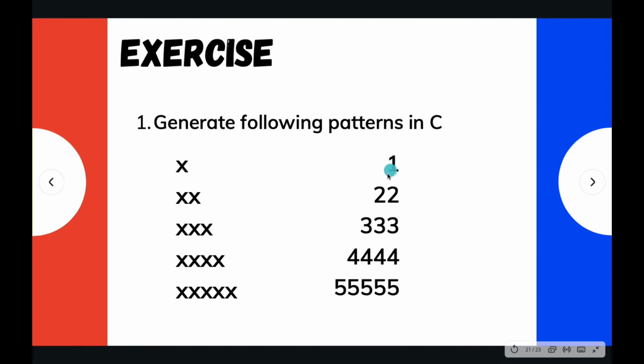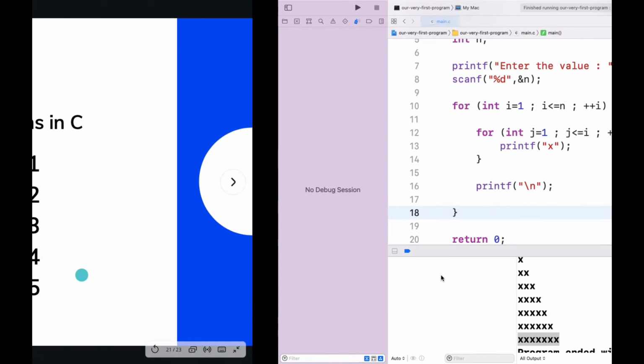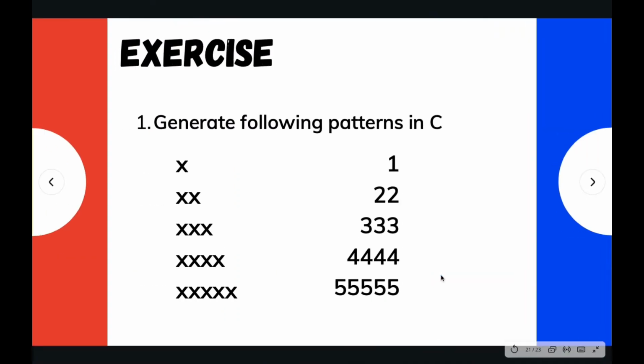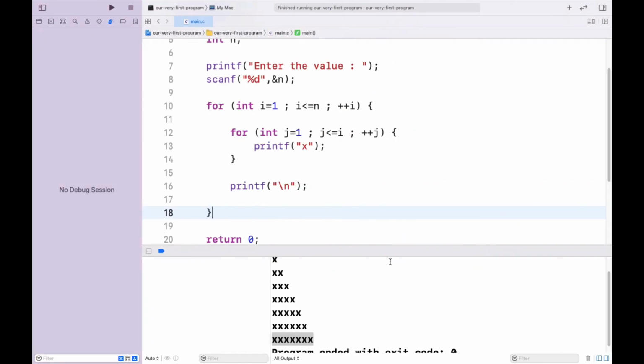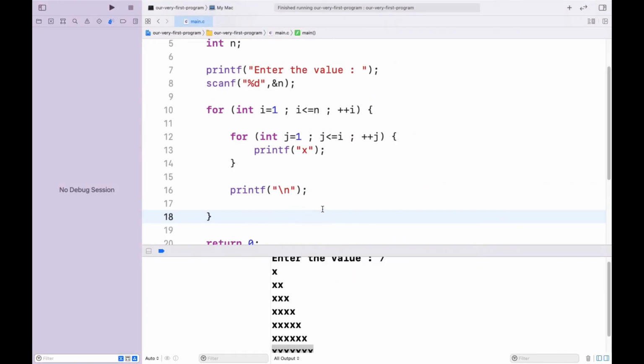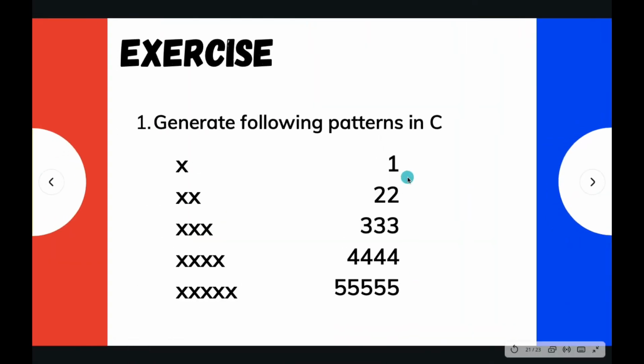Let's see what we can do about this structure: 1, 2, 2, 3, 3, 3 and 4, 4, 4, 4 and 5, 5, 5, 5, 5. So the number of printing is, I guess, very well known. It is the same. First we have 1 character, then 2, then 3, then 4, then 5. So I guess the number of times which loop is going to get executed is fine here. The thing that we are confused with right now is what number should be printed out.